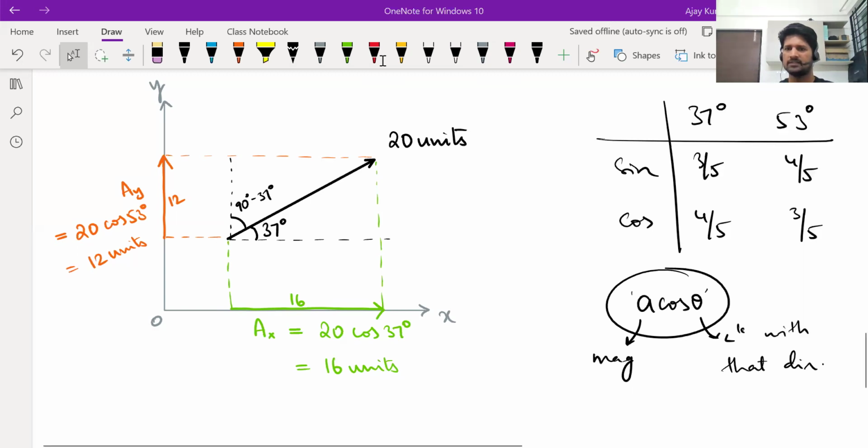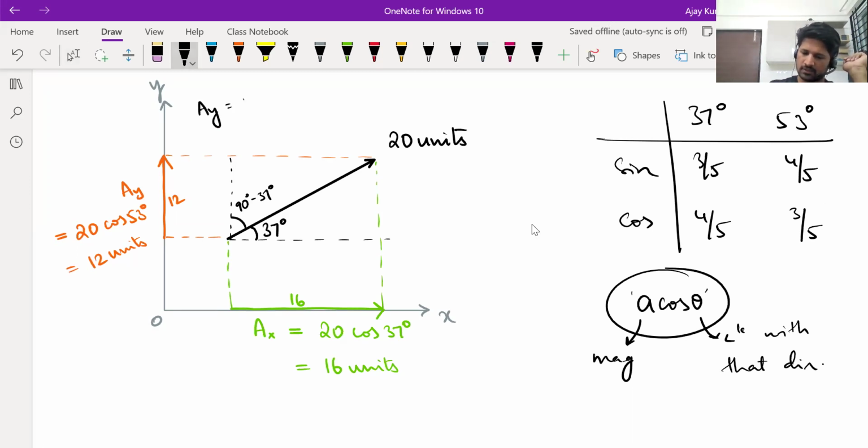So if the angle with the x-axis is 37 degrees, then the angle with the y-axis becomes 90 minus 37. Then you should take the component like this. The y component becomes 20 cos of 90 minus 37. Okay, it's always cos only, cos of the angle with that direction. Cos 90 minus theta can be written as sin theta. So you should take sin 37 degrees, not sin 53 degrees. So if you remember it as cos to one side and sin to the other side, there is a chance that you will make mistakes.